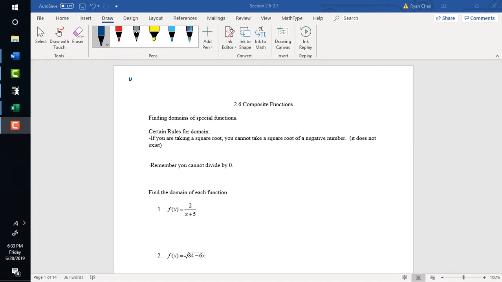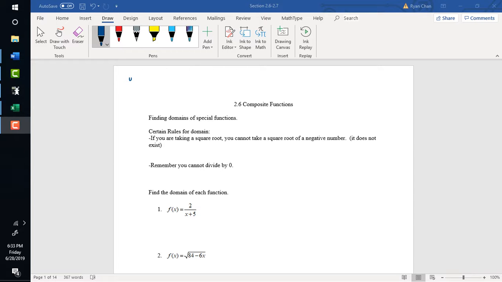Now, if you remember in the very first lesson, what is a domain? A domain is the set of all of your inputs, or in other words, all of your x values. The majority of domains that we did back in the first day were generally pretty easy. They were generally all real numbers. But let's talk about specific situations.